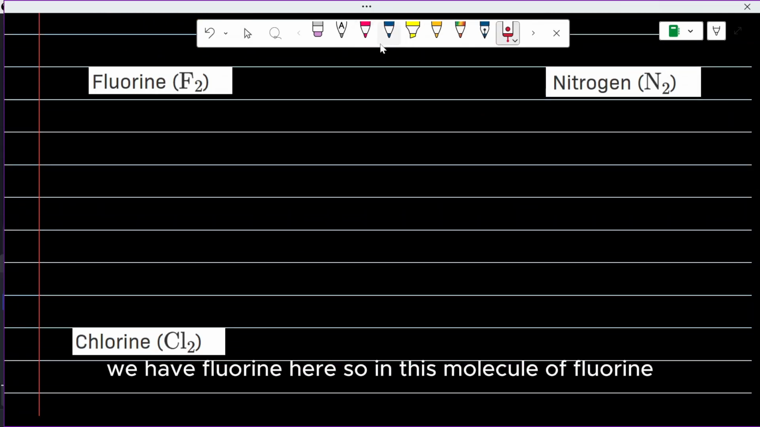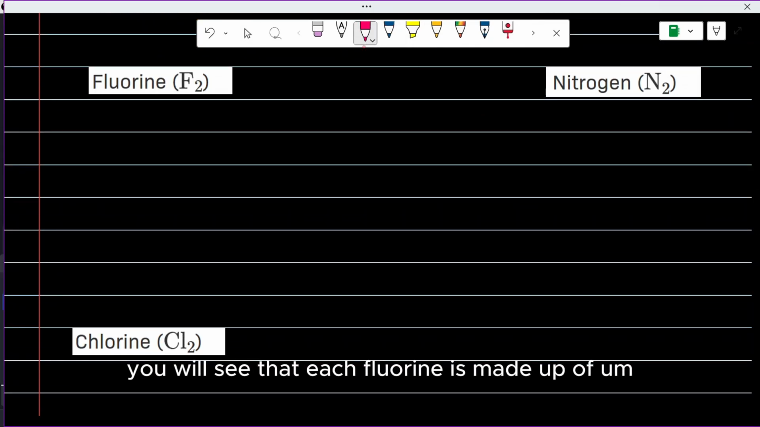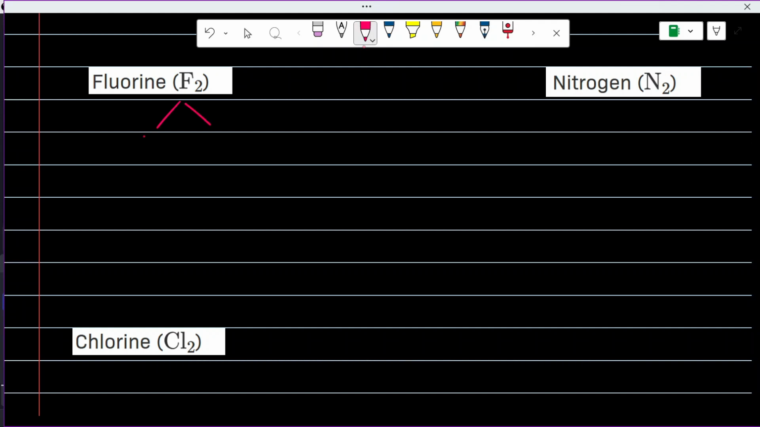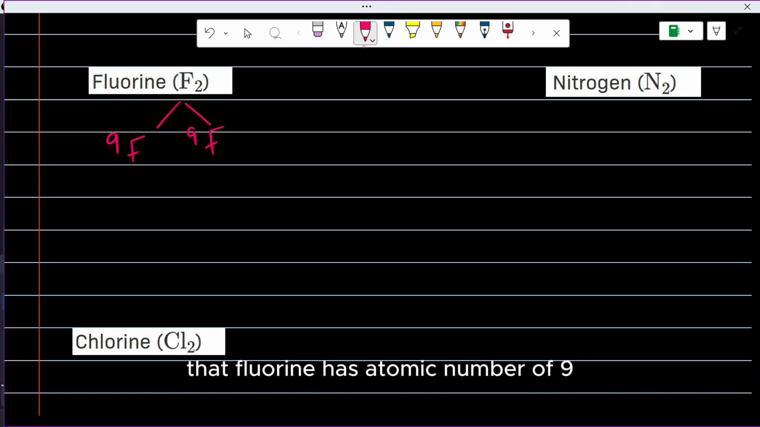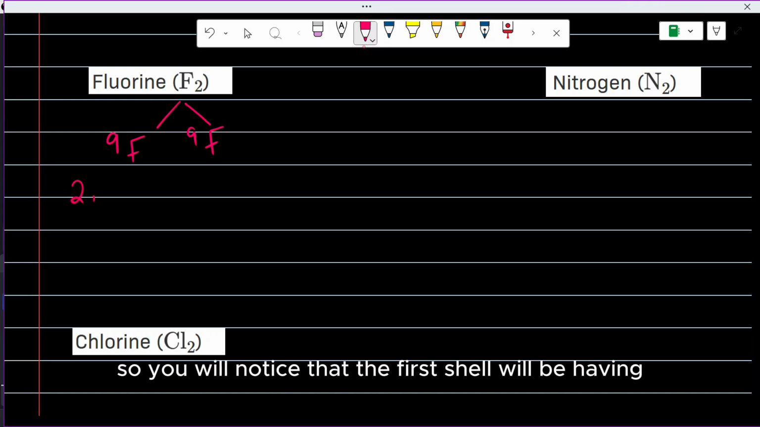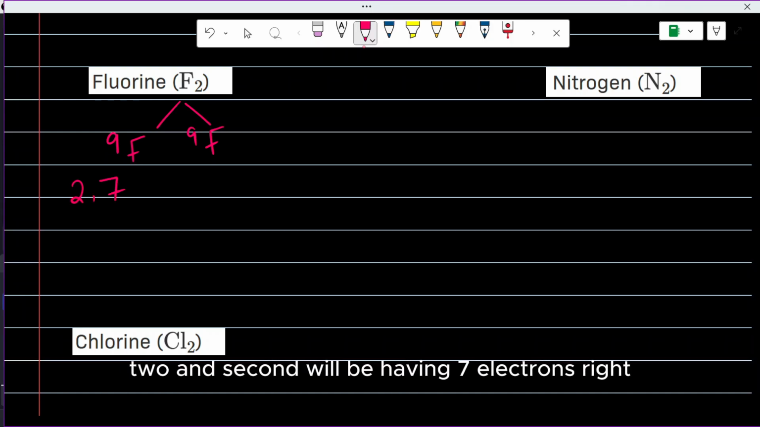We have fluorine here. In this molecule of fluorine, you will see that each fluorine contains 9 electrons in total, right? You can take this from the periodic table, that fluorine has atomic number 9. So the first thing you need to do is write down the electronic configuration of fluorine. You will notice that the first shell will have 2 and the second will have 7 electrons, right? And the same goes for this one, 2 and 7.